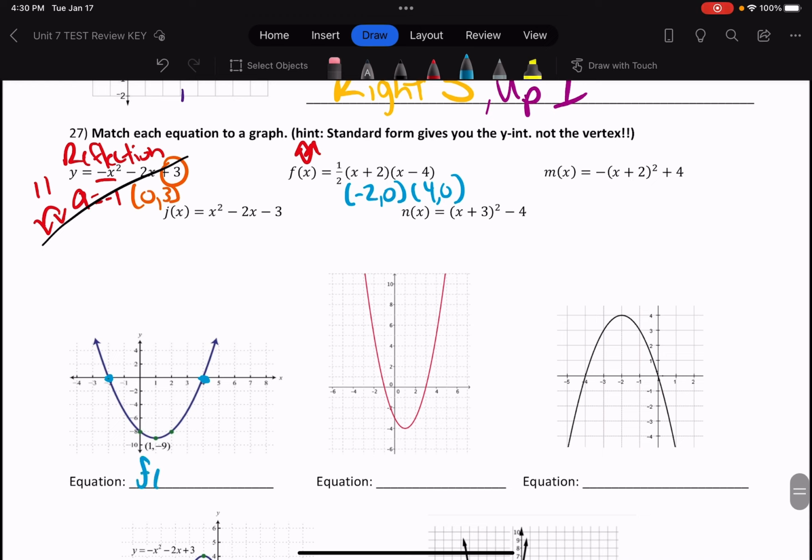So I can say that this first graph is f of x equals 1/2 times x plus 2 times x minus 4. That leads us to our next function. Our a value is -1, which means it's going to be facing downwards.